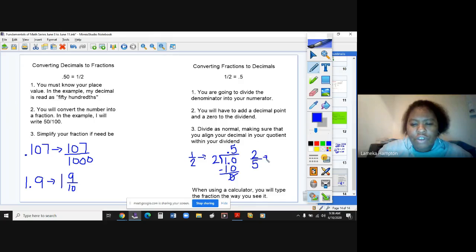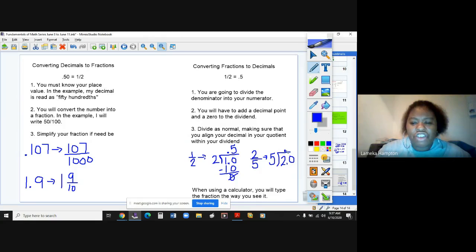Okay. So I'm going to follow my steps. I'm going to divide my denominator into my numerator. I already know 5 cannot go into 2. So therefore, I'm going to add my decimal point and a 0 in my dividend. And then I'm going to divide as normal. That looks like 20 divided by 5, which is 4.